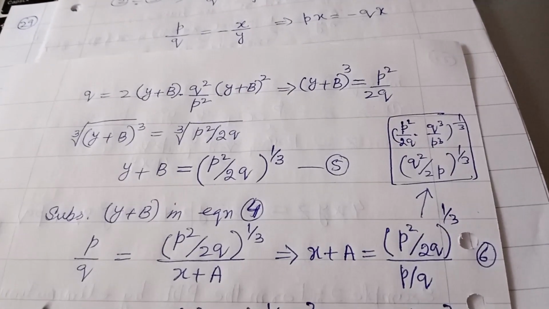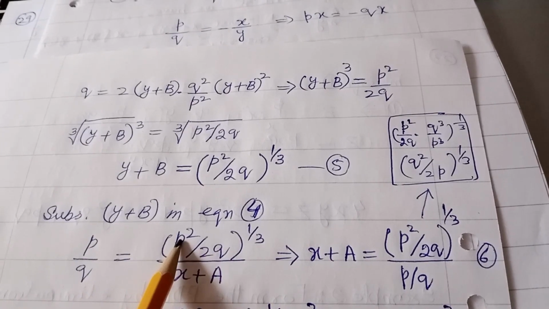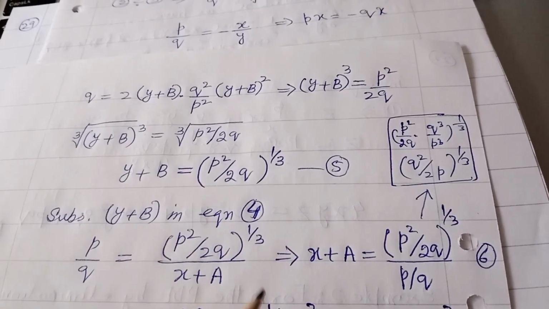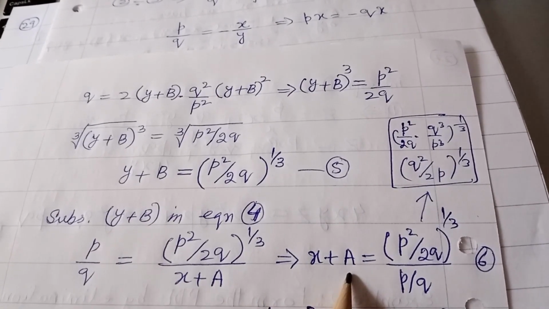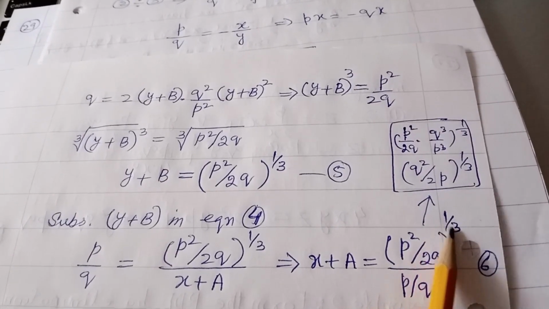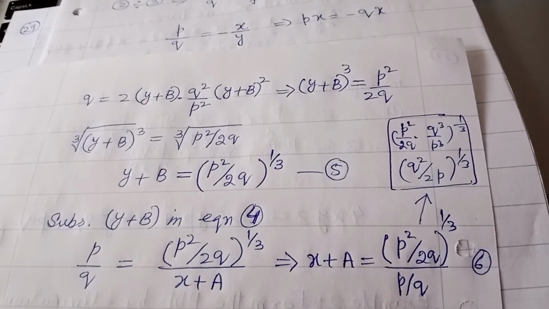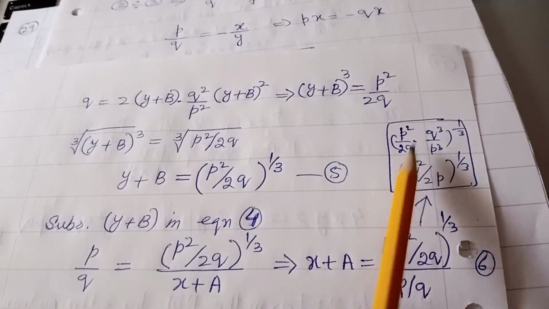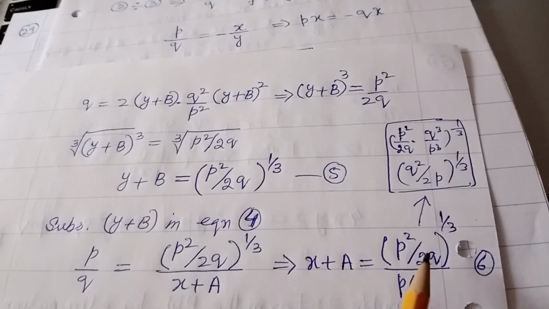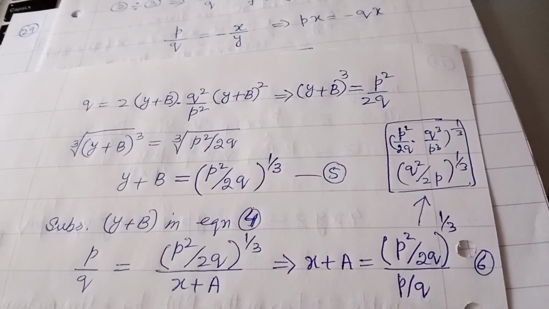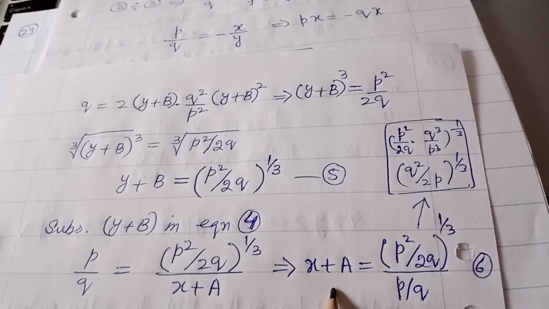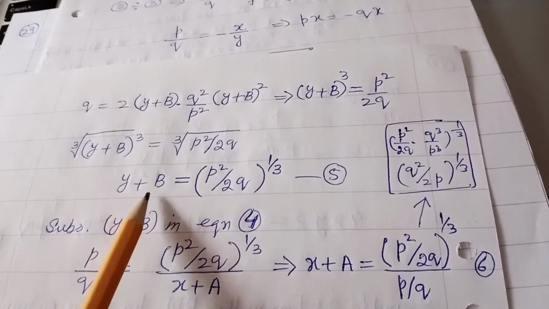So equation number 4 becomes p upon q is equal to (p square upon 2q) whole power 1 upon 3 divided by x plus a. So it implies that from here x plus a is equal to, by cross multiplication, (p square upon 2q) whole power 1 upon 3 divided by p upon q. And here a little simplification is there, how this power will be applied, and how we get this directly. So directly I can write for equation number 1, this is the value of x plus a, and that was the value of y plus b.